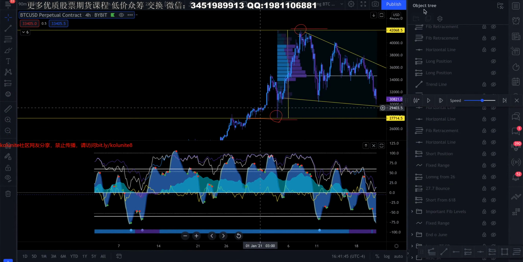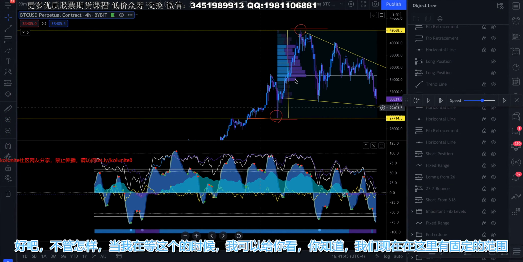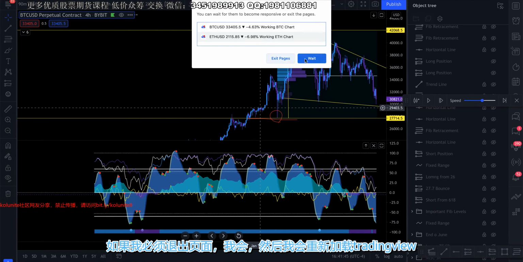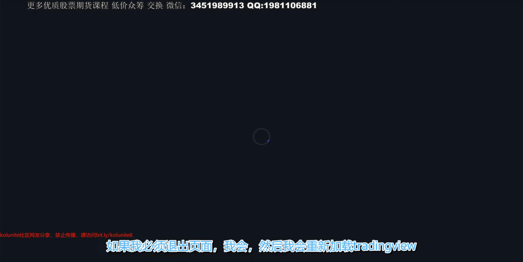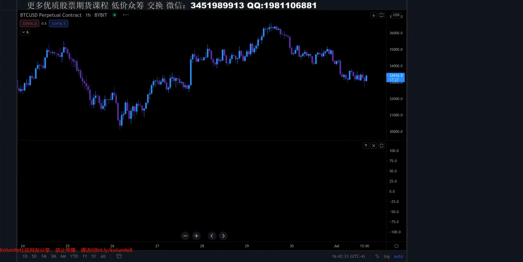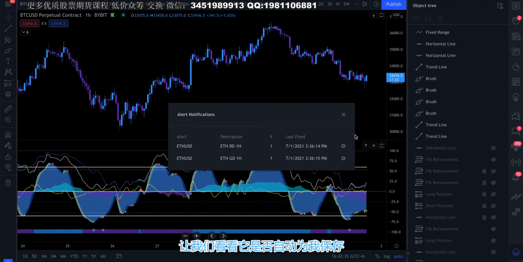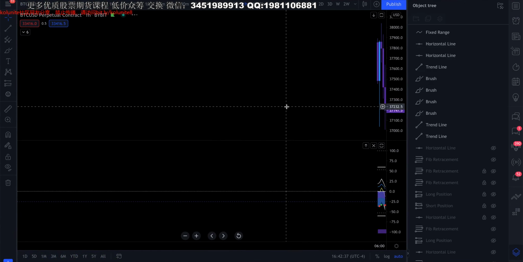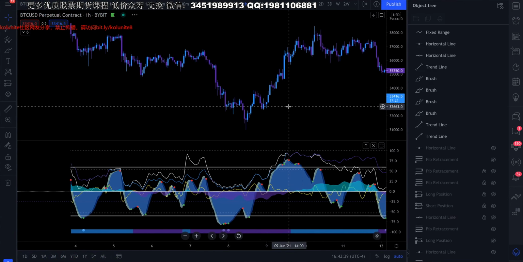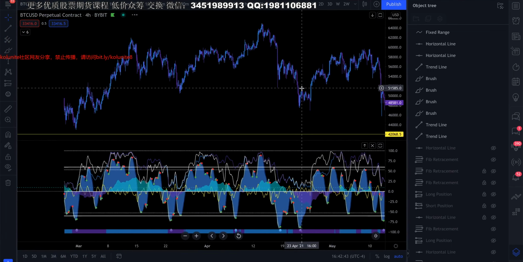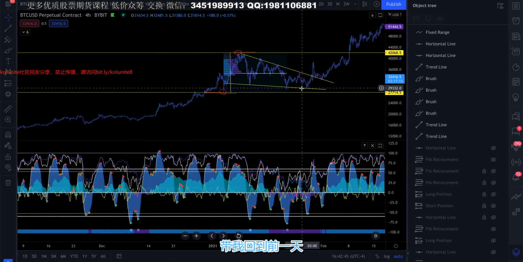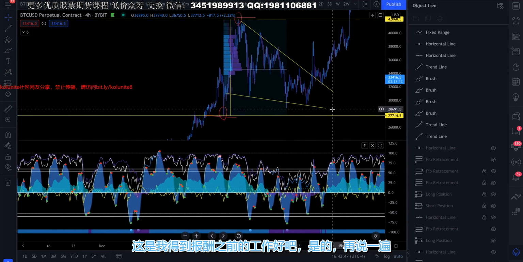I hope not. Well, anyway, while I'm waiting for this, I can show you that we now have a fixed range in here. And if I have to exit the pages, I will, and then I will reload TradingView. And let's see if it auto-saved for me. Go back in time to that place. Just take me back to a day before this was a job, before I got paid.